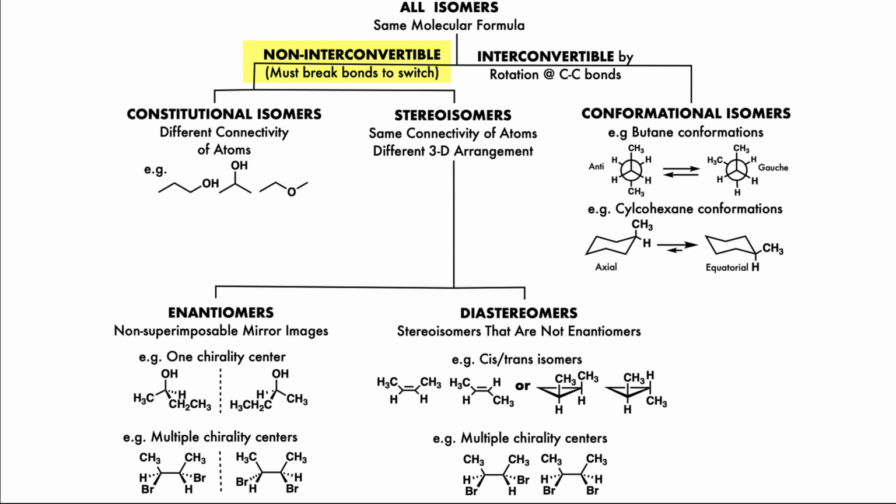The non-interconvertible family of isomers is called this because we would actually need to break bonds to switch one isomer into another. This is very difficult. The interconvertible isomers, on the other hand, are switched by simple rotation around carbon-carbon bonds, which is usually very easy to do. Let's study the interconvertible isomers first.